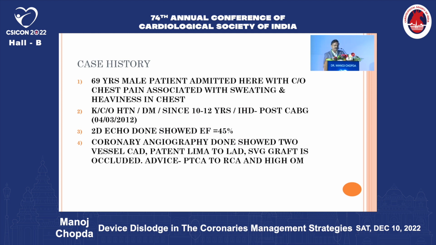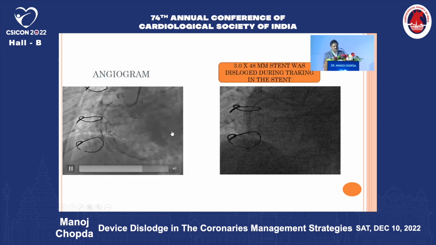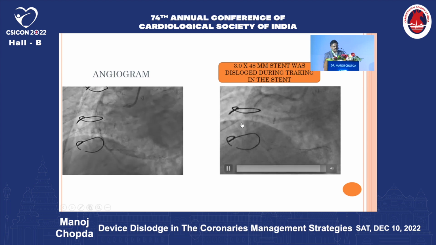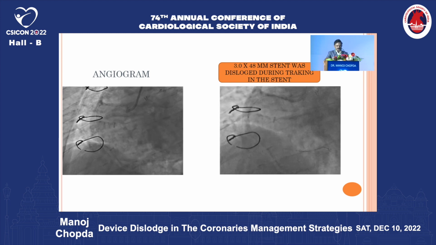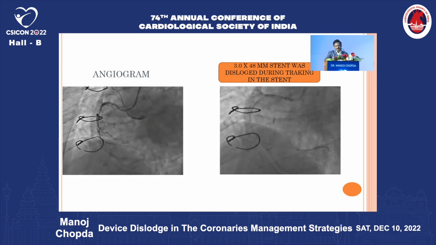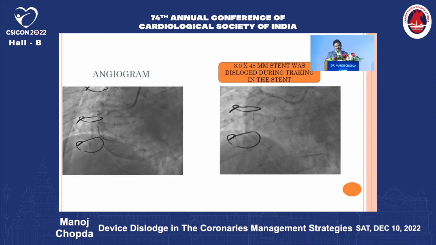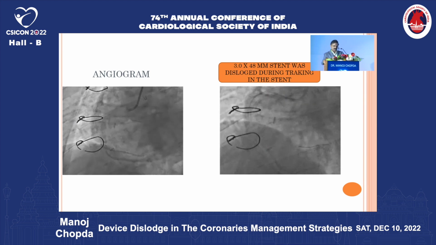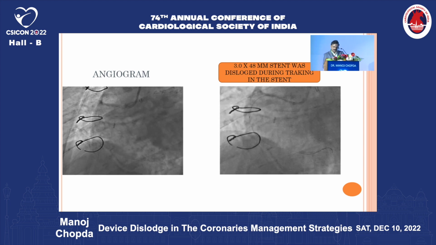A 69-year-old male came with unstable angina. Angiography shows diffuse RCA proximal to mid lesion, angulated RCA, some calcium and fibrosis. We dilated the RCA, tried to take a 3/48 stent, but it was not crossing. We tried to pull, and while pulling and pushing, the stent got dislodged in the proximal RCA, outside the RCA, and the balloon came out.